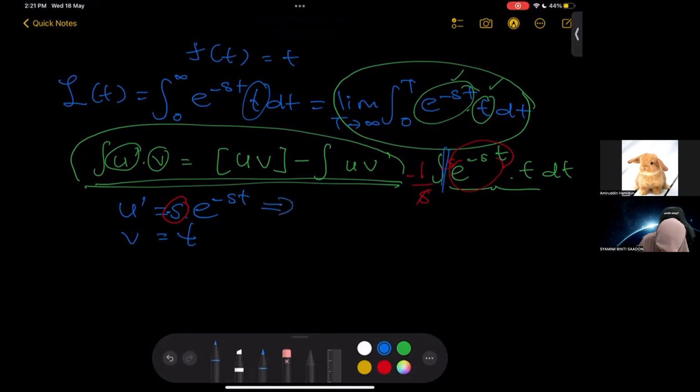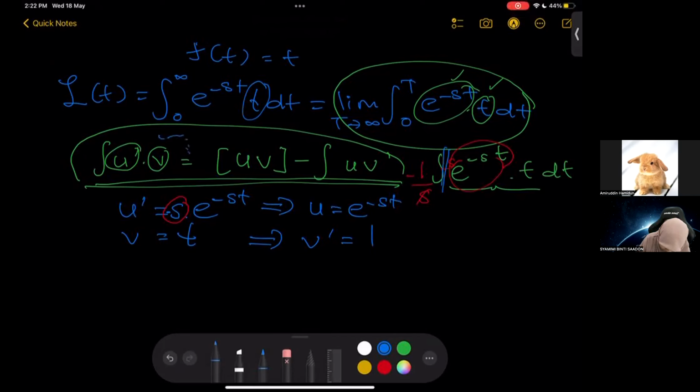So kalau u prime, kalau kita integrate u prime ni kita dapat u which is exponential minus st lah. Sebab kita dah ada minus s kat depan ni kan. So inilah integration dia. Dan v ni kalau kita derivation dia, v kepada v prime dapat 1 lah. T tu jadi 1. Okay. So once kita ada u prime, v, u, v ni kita boleh guna formula yang ni lah.